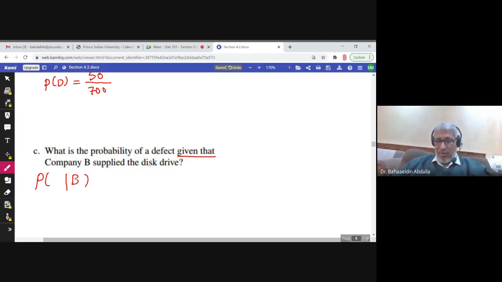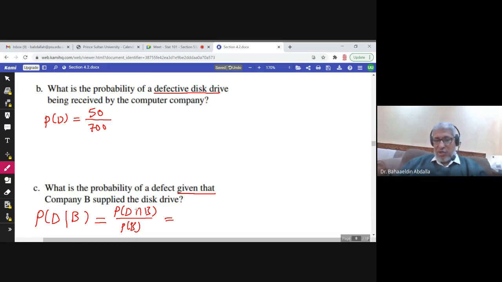Company B supplied the disk drive. Now, what is the probability that this disk drive, which was supplied by company B, is defective? So what is the probability of D given B? You can find this probability, as we mentioned before, in two different ways. I can use the definition of conditional probability, which says that it's the probability of D intersection B over the probability of B. It's okay. And we can find that easily.